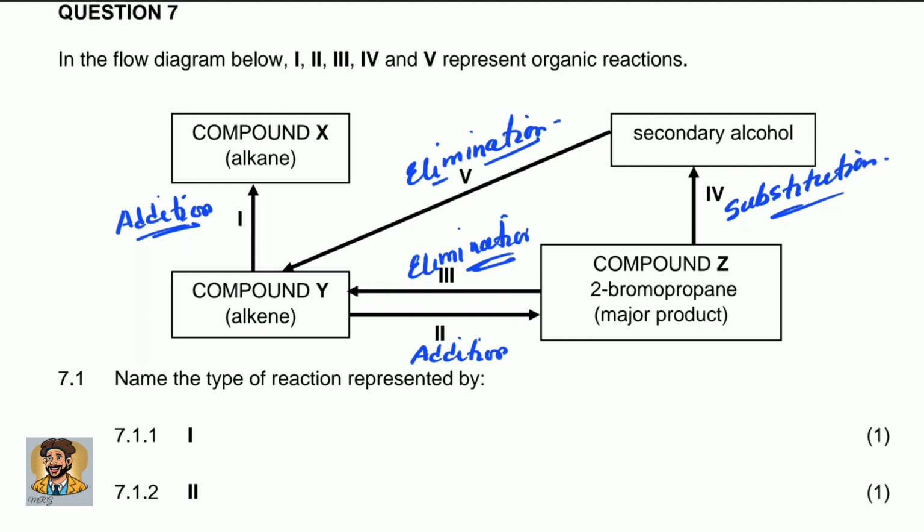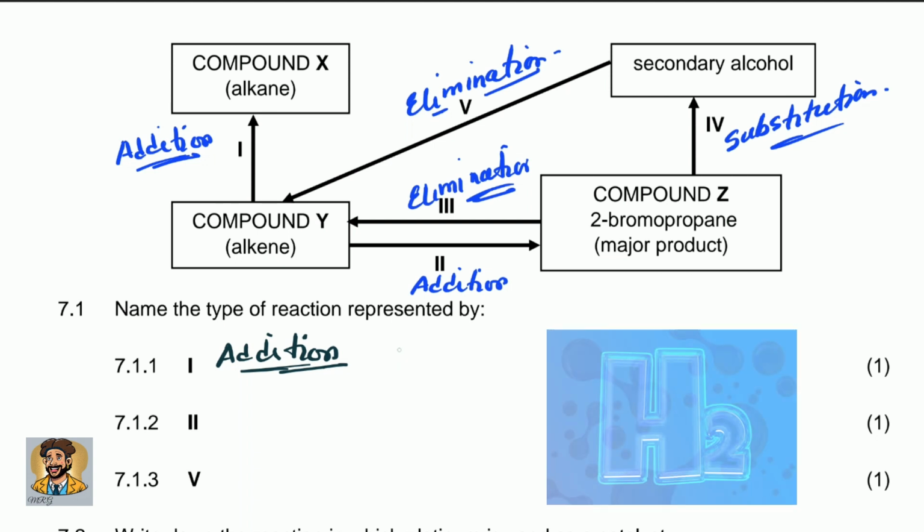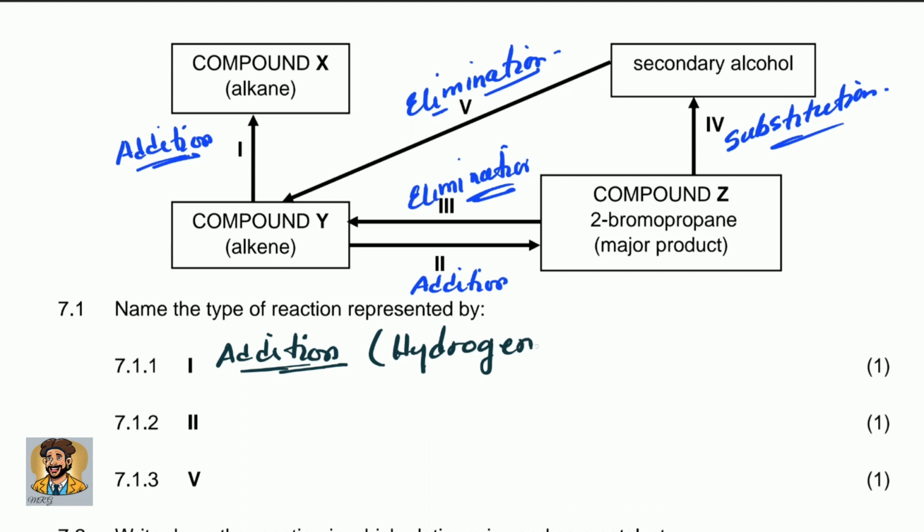Question 7.1: name the type of reaction represented by 1. We already said it is addition. To be more specific, in this case, you can, but I recommend to write addition rather. We go from alkene to alkane, therefore they add hydrogen. This one is hydrogenation. Why hydrogenation? Remember, they add hydrogen.